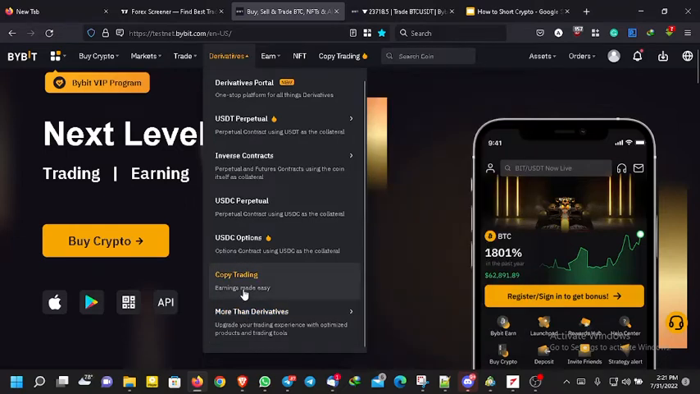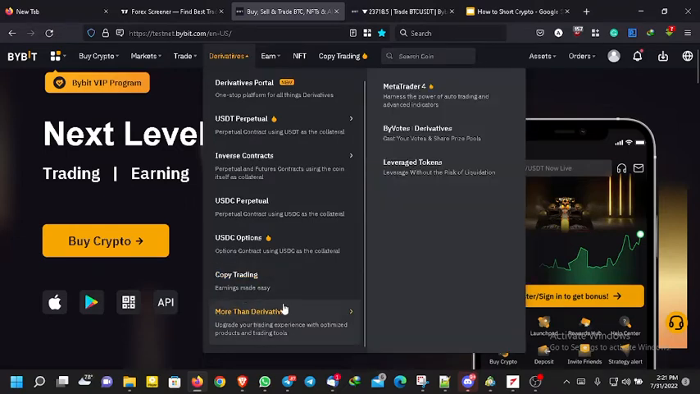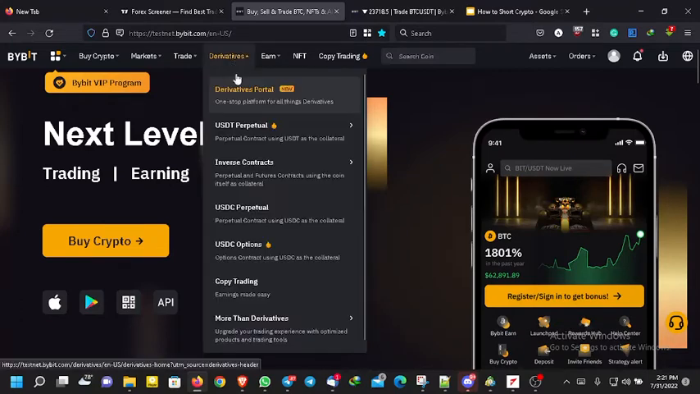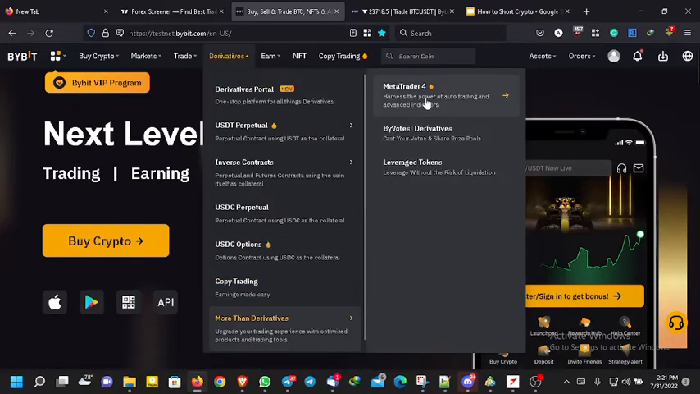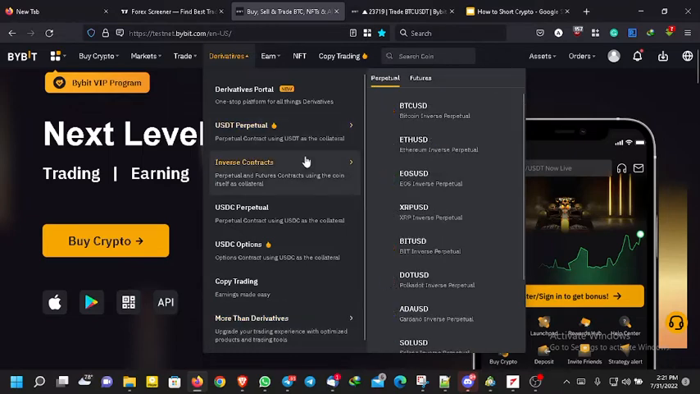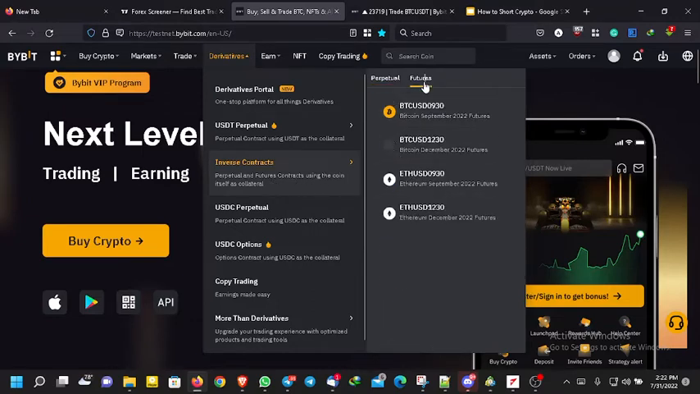And you can also engage in copy trading if you want to. And Bybit also offers the MT4 platform where you can trade cryptocurrencies using MT4. So in the inverse contracts, you have the inverse perpetual and then futures. See that these futures will expire September 2022.